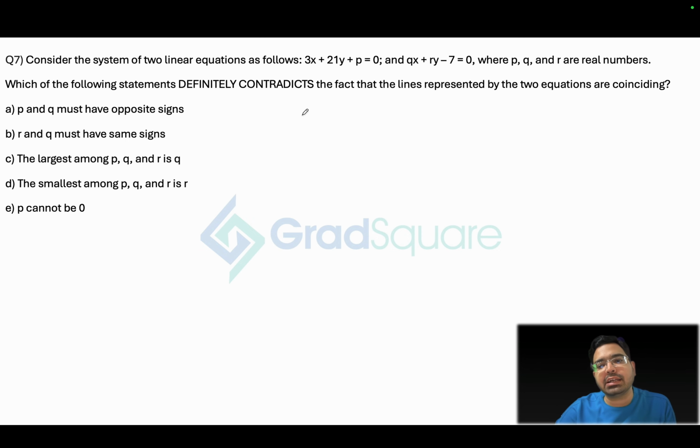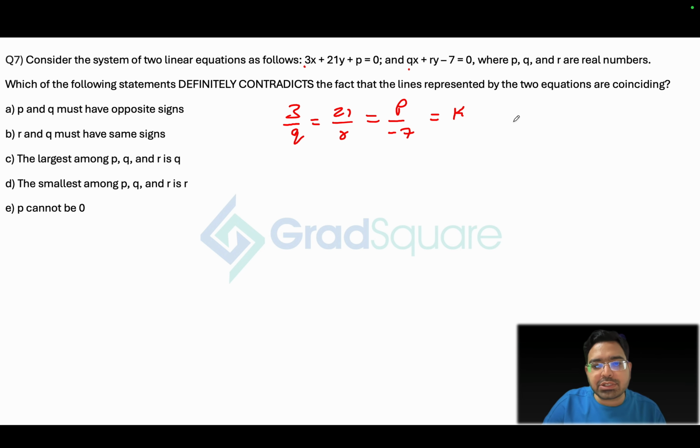So the preliminary condition that we all are aware of is that 3 divided by Q must equal 21 divided by R, which must equal P divided by minus 7. This should be the idea for the coincident lines. Now, let me take that number as K. If this number becomes equal to K.